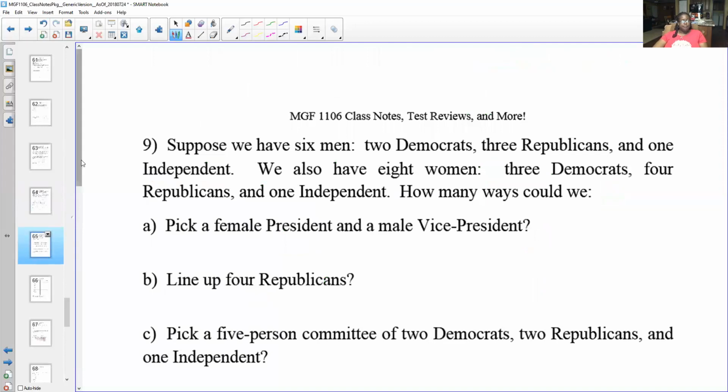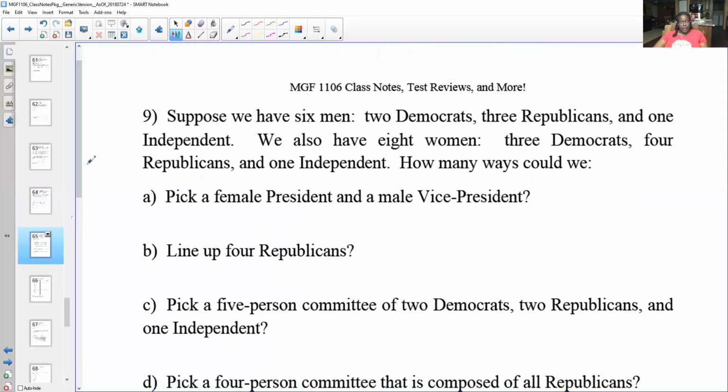Number 9. All right, it says, suppose we have 6 men, 2 Democrats, 3 Republicans, and 1 independent. We have 8 women, 3 Democrats, 4 Republicans, and 1 independent. How many ways could we pick a female president and a male vice president?